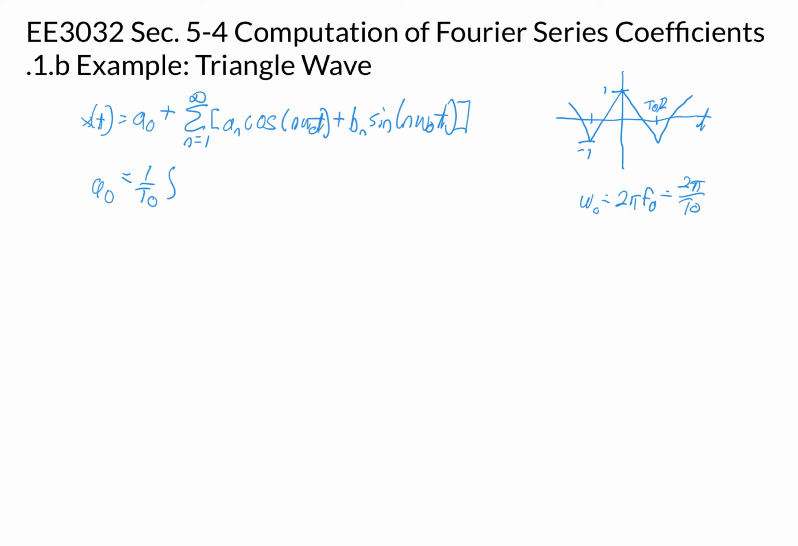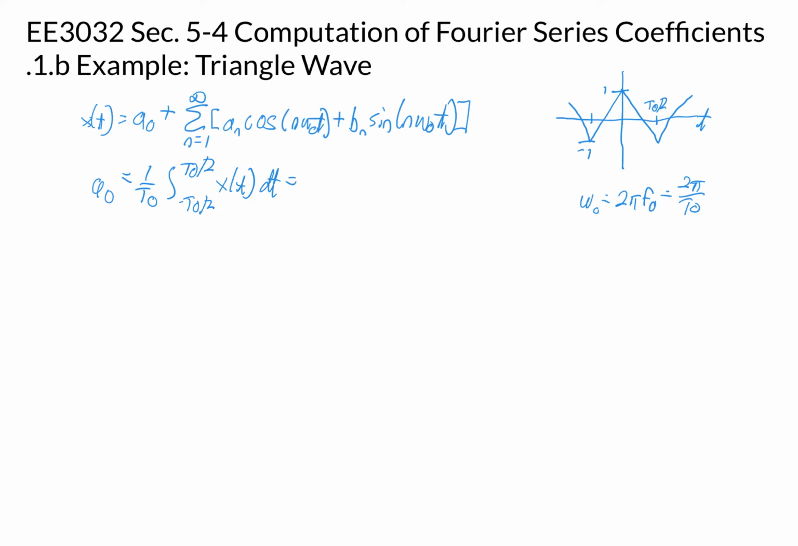So we're going to do our limits minus t0 over 2 to t0 over 2. We're going to use those limits for all of the coefficients. And it's just the DC value.